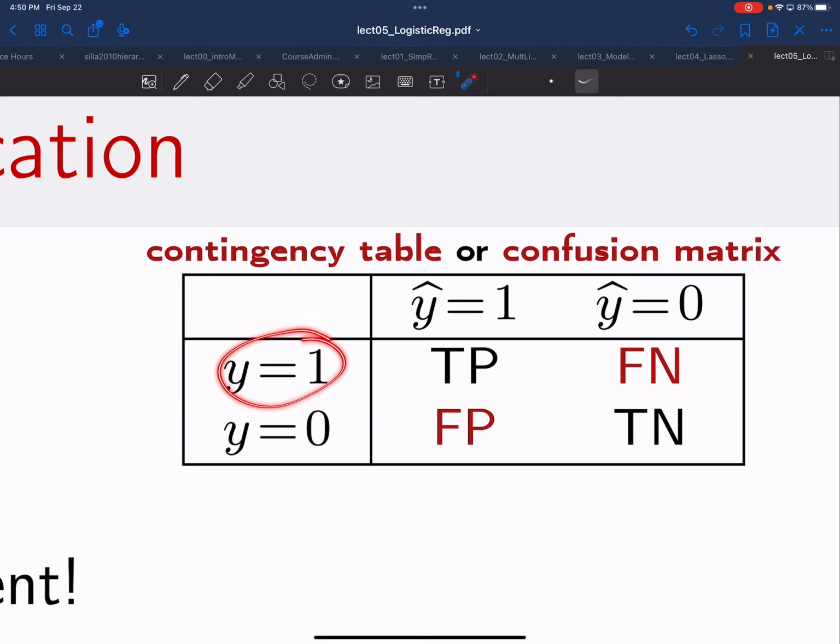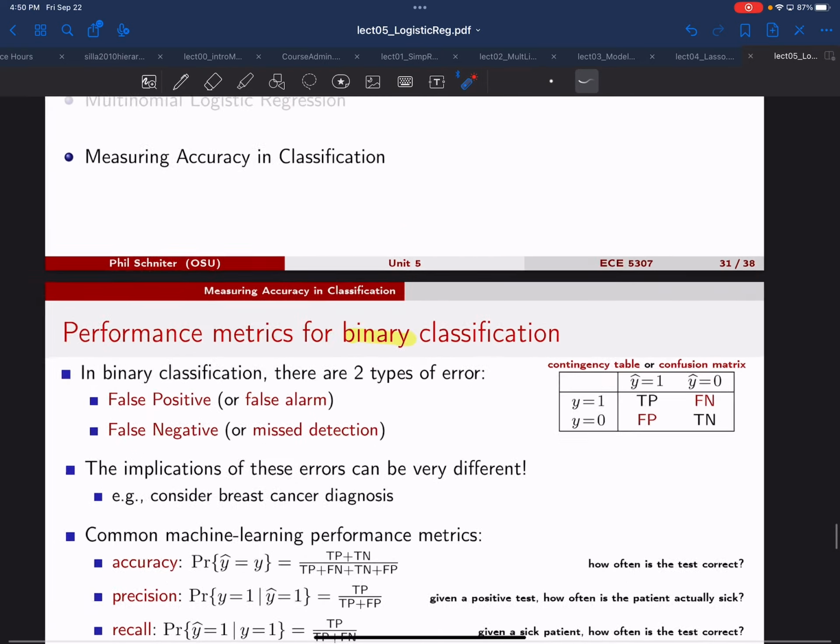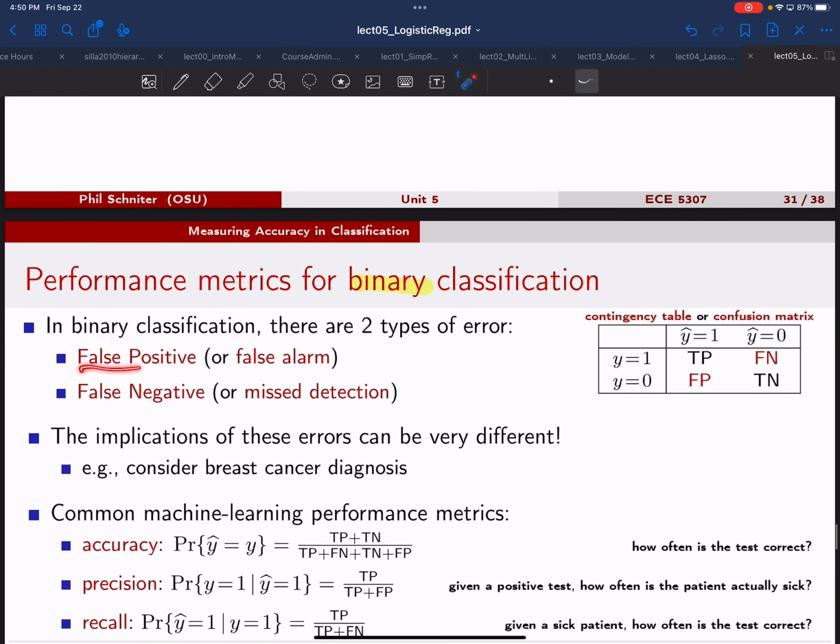Either the true label was 1 and the prediction was 1, we call this a true positive, or the true was 0 and the prediction was 0, we call that a true negative. But then we have 2 different ways to make errors. Truth was 0, prediction was 1, that's a false positive, or the truth was 1 and we predicted 0, that's a false negative. Okay, so false positives, sometimes people call them false alarms, and false negatives, they call them misdetections.